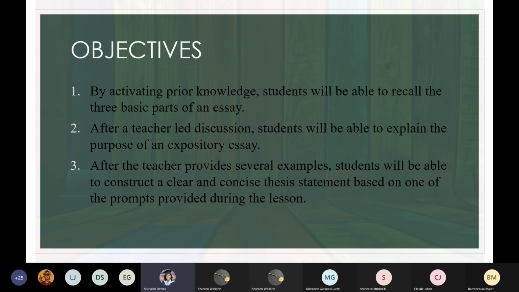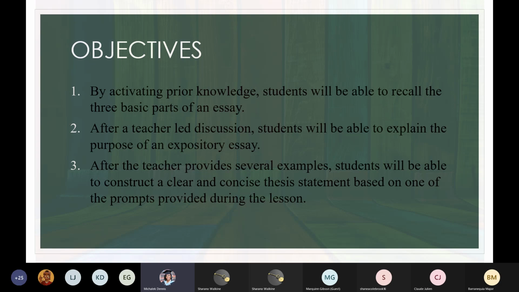So let's look at our objectives. By activating prior knowledge, students will be able to recall 3 basic parts of an essay. Students will be able to explain the purpose of an expository essay, and students will be able to construct a clear and concise thesis statement based on one of the prompts provided during the lesson.